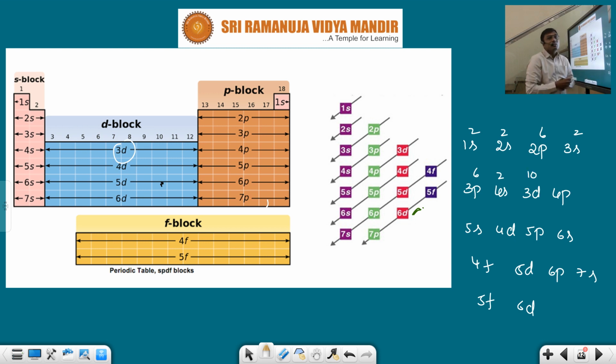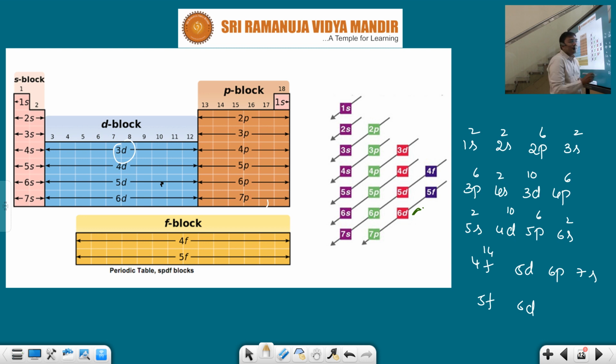Scandium to zinc are the 3d elements. Next, 6 elements, gallium to krypton. Fully filled configuration. Next, 2 elements, rubidium and strontium. Next, 10 elements, yttrium to cadmium. Next, 6 elements, indium to xenon. Next, 2 elements, cesium and barium.